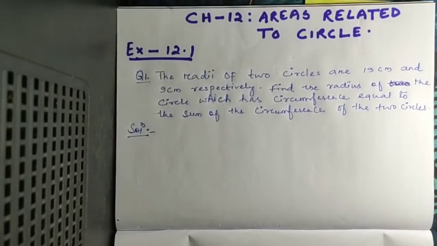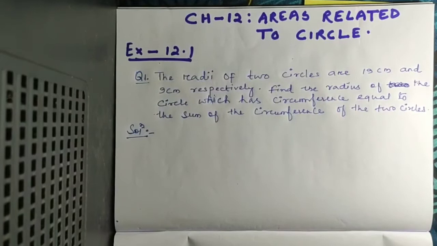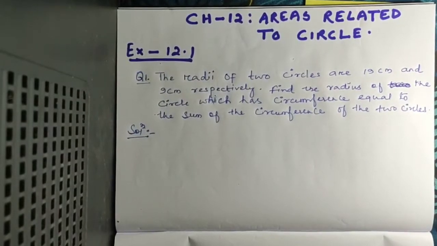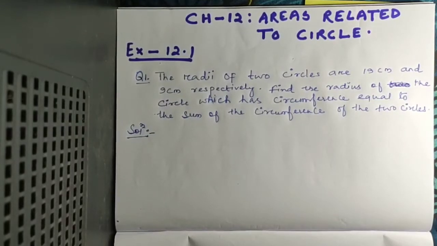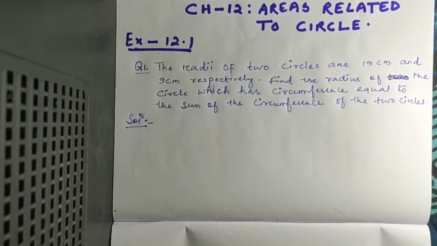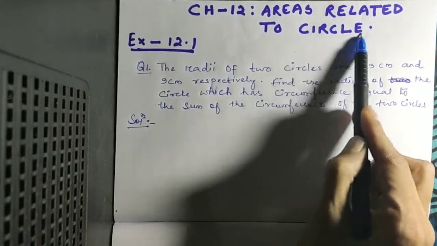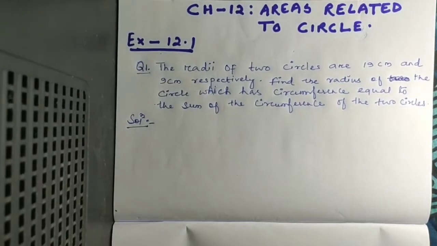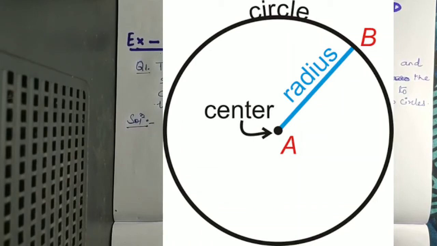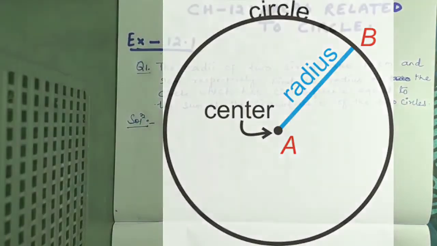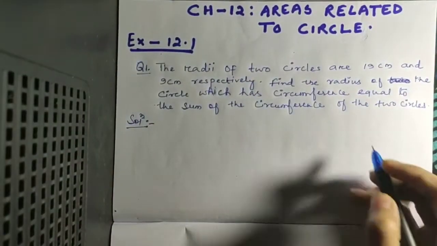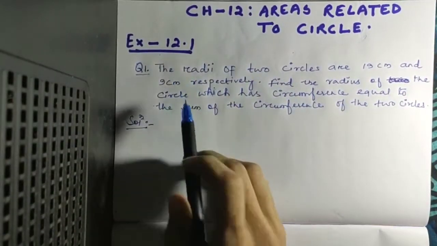Okay, so today in this chapter we are going to learn about chapter 12, that is areas related to circles. When we come to know about the topic circle, a figure comes in our brain, right? A figure comes in our brain, and what does the figure say? Figure says something like that. So here, what does the question say?